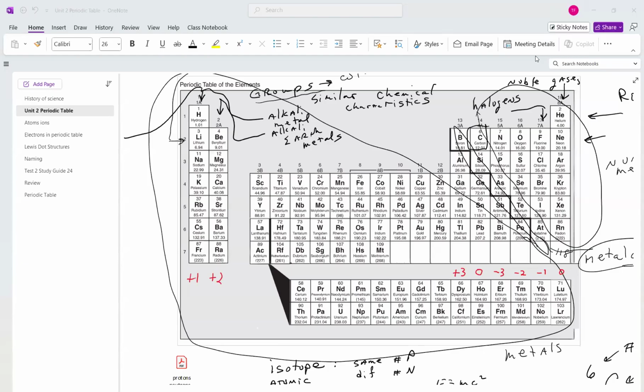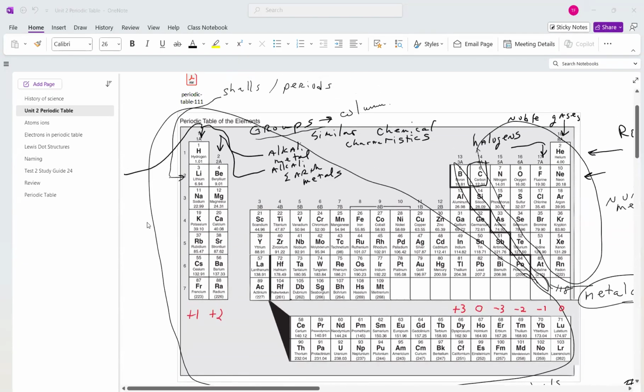So today I want to continue with the periodic table. This is basically what we did last time. And I want to talk about something called an ion and also isotopes. Those are the two main focal points for today.